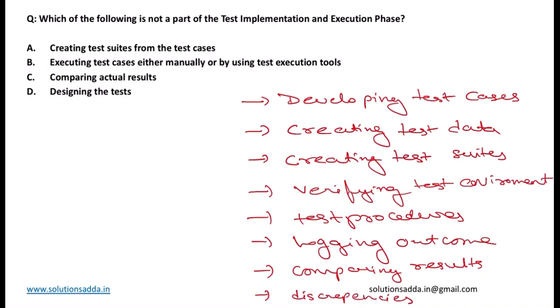So, from the options, option D is not a part of the test implementation or execution phase, while options A, B, and C are part of the implementation and execution phase. Hence, the correct answer for this question is option D.